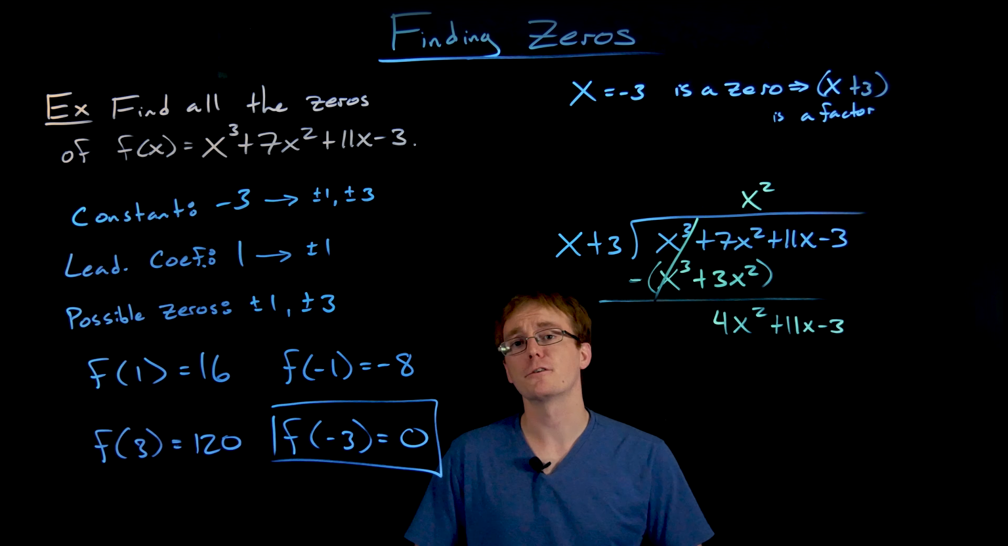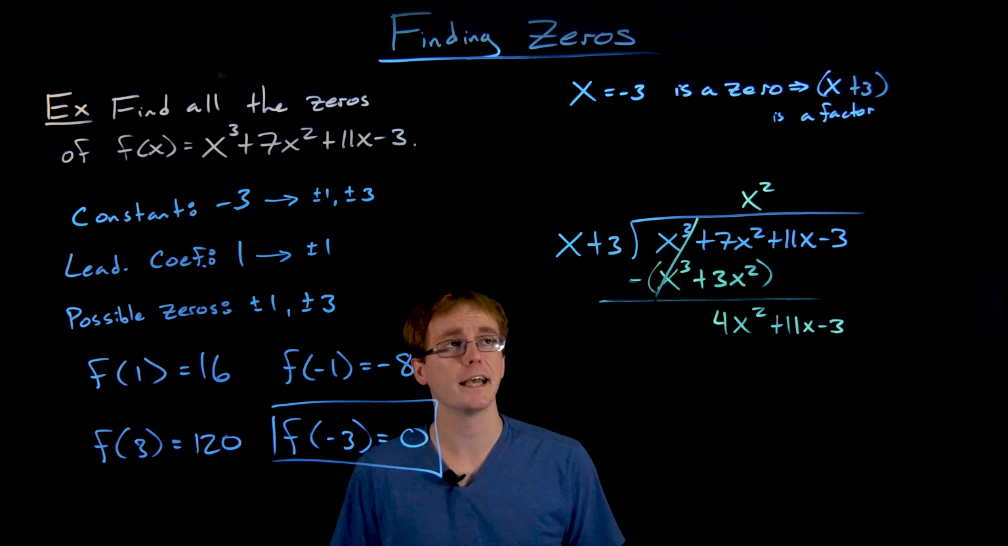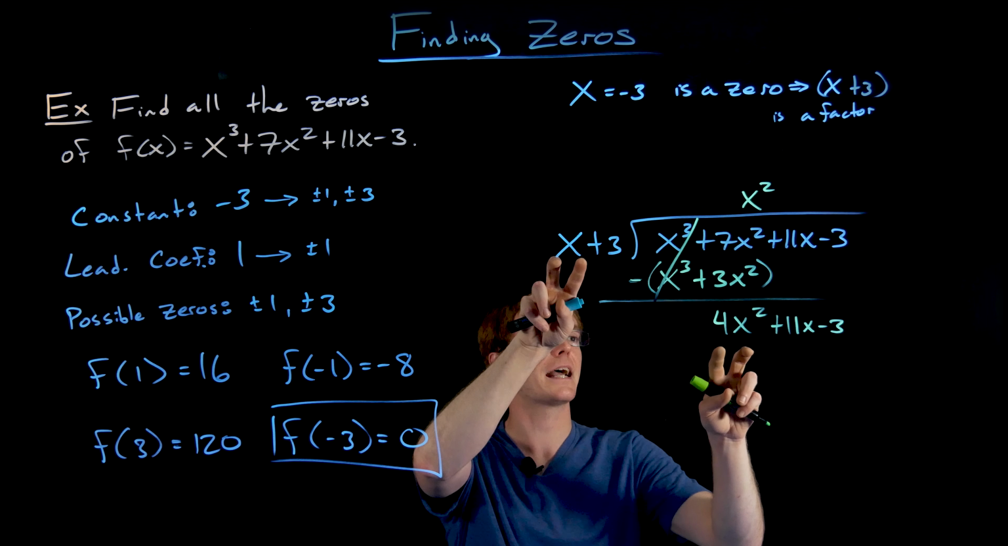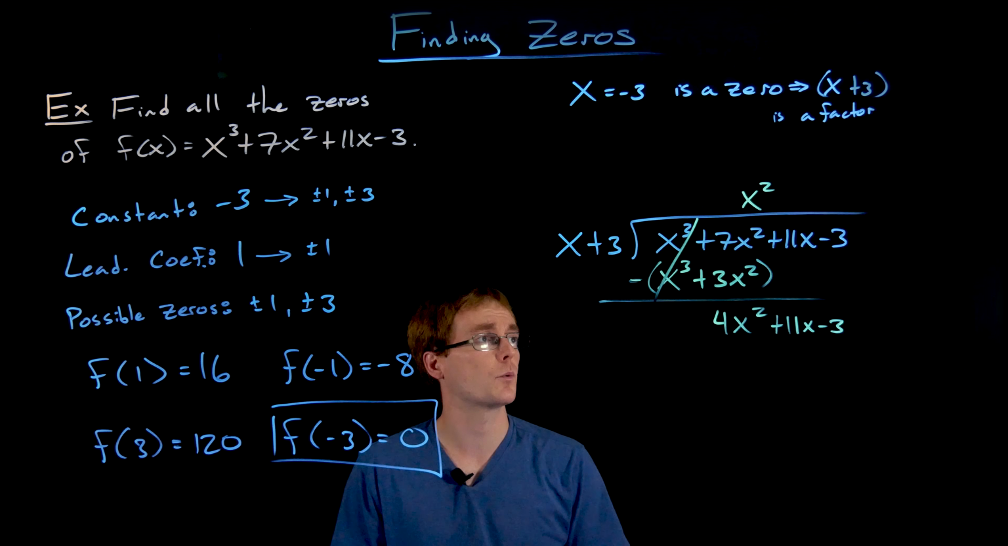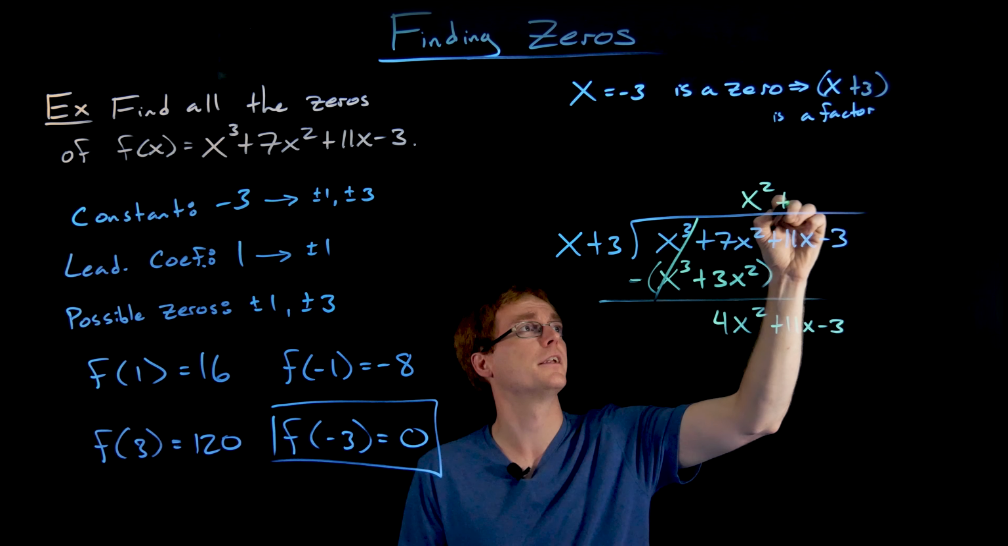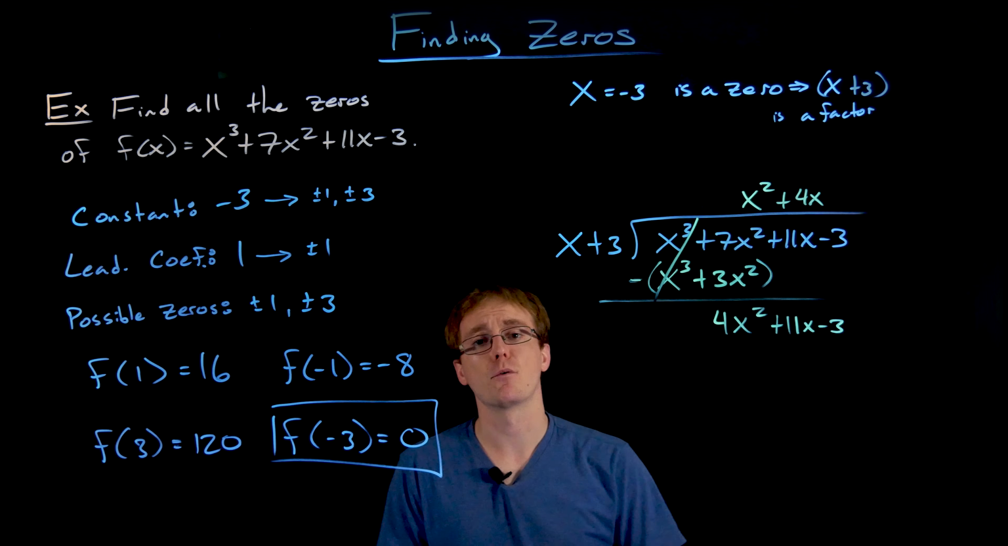And so we're done with the first step or iteration, but now we do it again. This time we focus on the question of how many times does x go into 4x squared, or what do we have to multiply x by to get 4x squared? And that should be just a 4x.